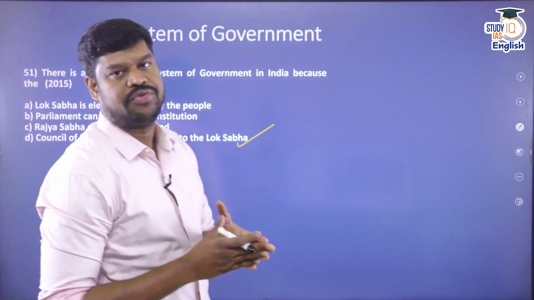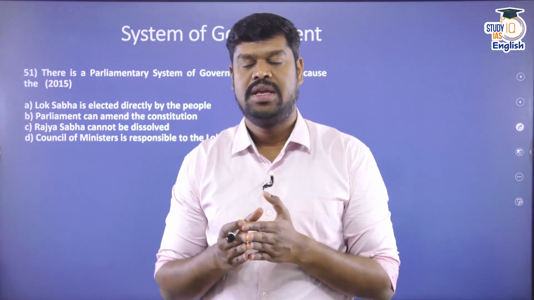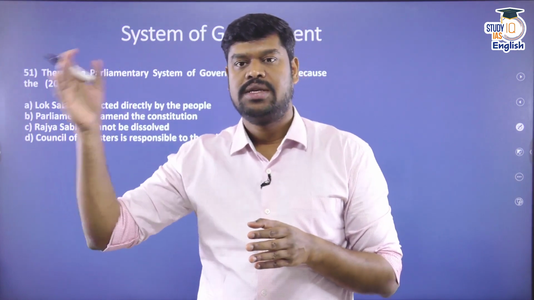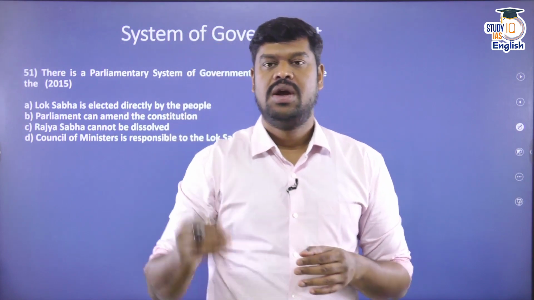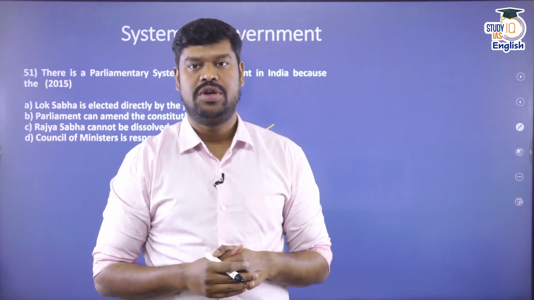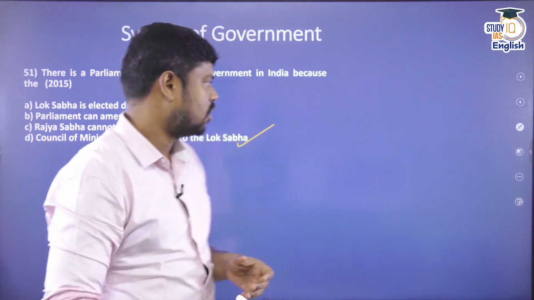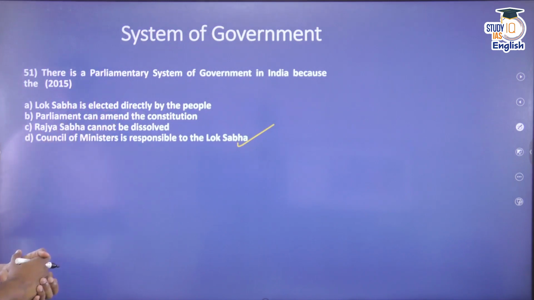The single most important factor for India to have a parliamentary system, in the opinion of the Constituent Assembly, is that it makes the ministers more accountable to the legislature on a daily basis. Anytime the vote of no confidence can be introduced. So, that's the most important factor. Anyways, we'll have a look into the other options as well.